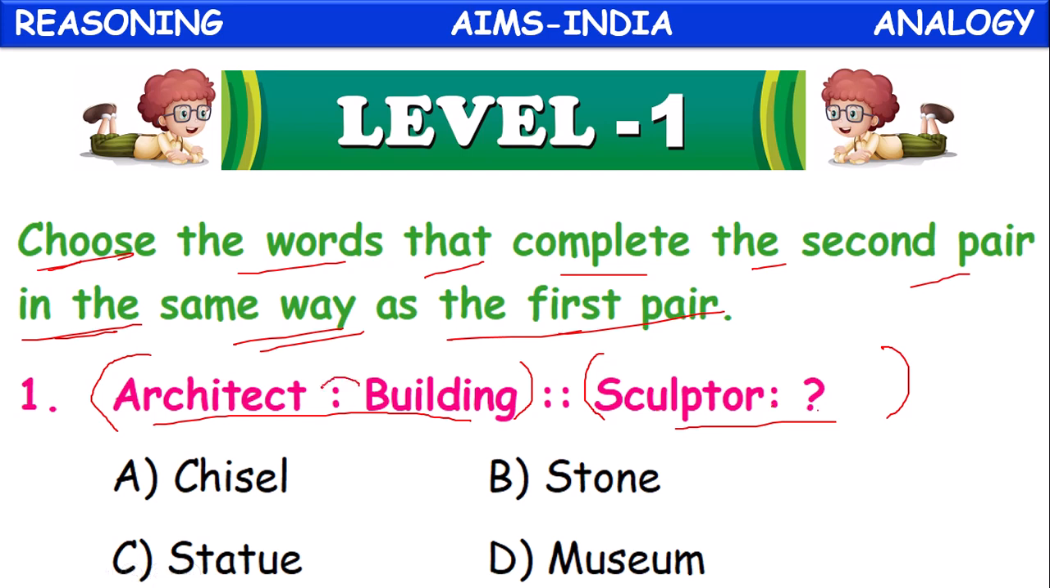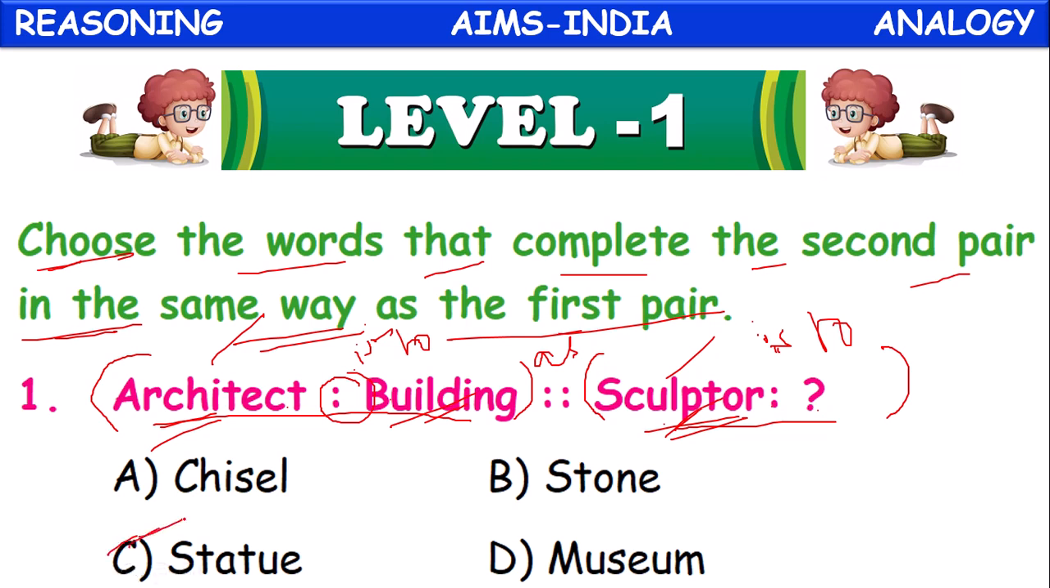So here, what is the question, children? Architect is to building, so as sculptor is to what? This symbol is pronounced as "is to". If architect is related to building, in the same manner, sculptor is related to what?